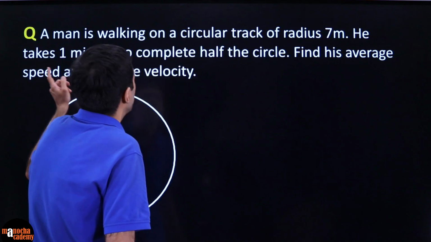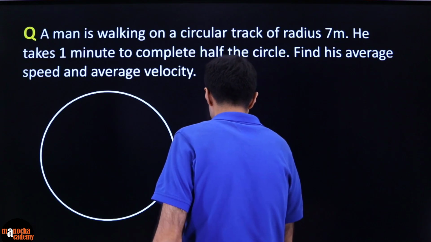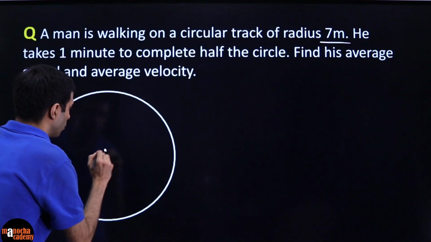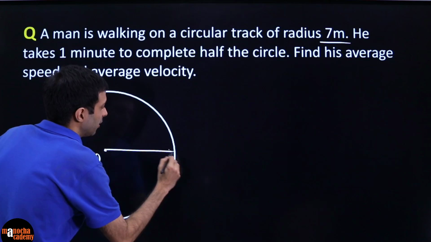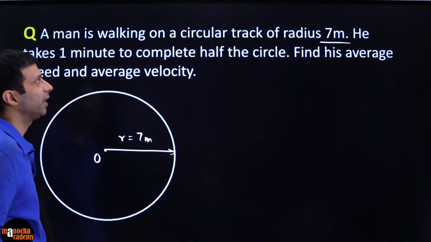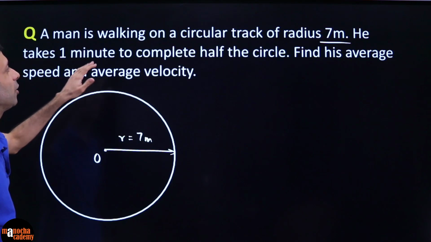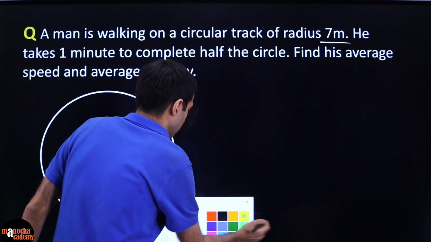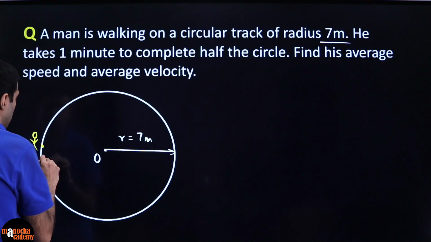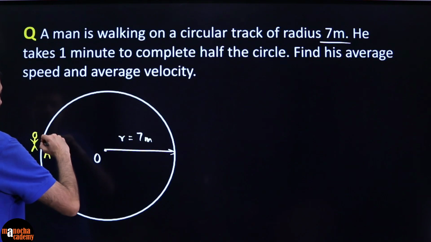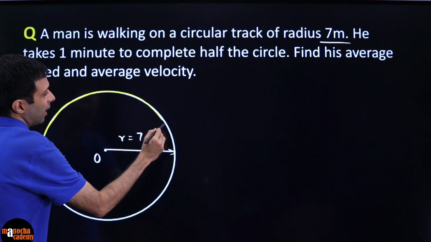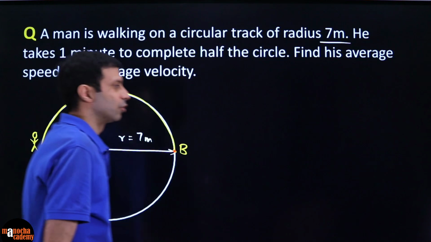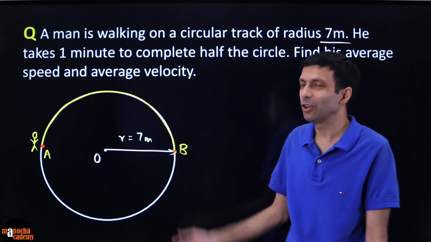So what does it say? Man is walking on a circular track of radius 7 meters. So the radius of the circle is 7 meters. Let's mark that. Let's say this is O, the center of the circle, and this is the radius, 7 meters. He takes 1 minute to complete half the circle. So what does that mean? Let's say the man is here at point A and he walks like this and completes half the circle and reaches B here. So does everybody agree that this is half the circle or a semicircle?